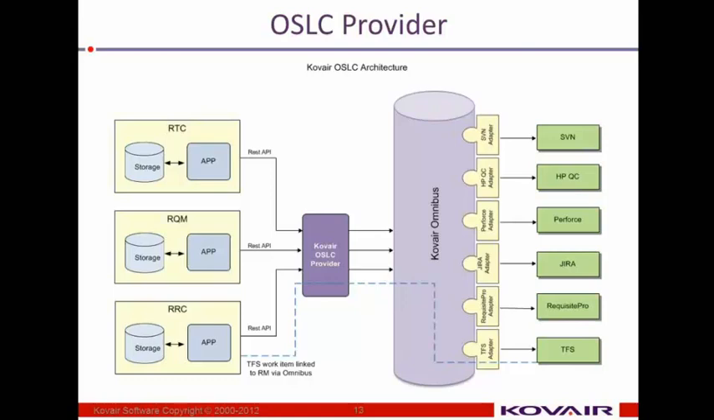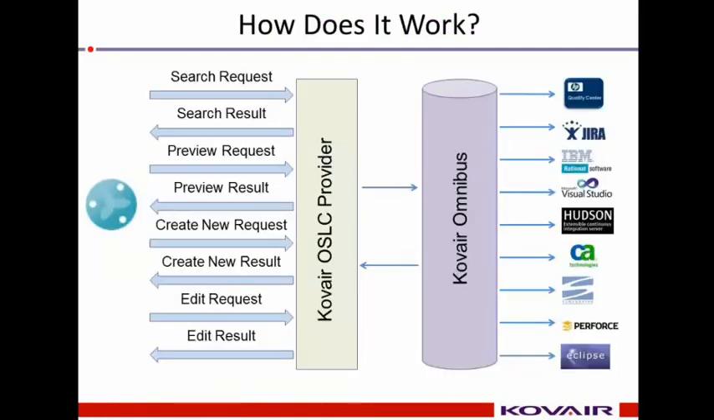If you look at the architecture of the Covair OSLC support, on the left-hand side we have all the OSLC consumers, and they are connected to the Covair OSLC provider using the REST API, which is basically the interface for OSLC. Then the Covair OSLC provider is connected to Covair Omnibus, and Covair Omnibus has all these different adapters which connect all these other tools. So basically the connection is from the consumer to the Covair OSLC provider to Covair Omnibus, and then the final tool. So there are 3 layers of connectivity between the consumer and the external tool. And this is how it works.